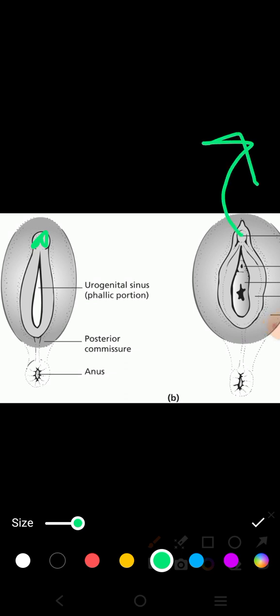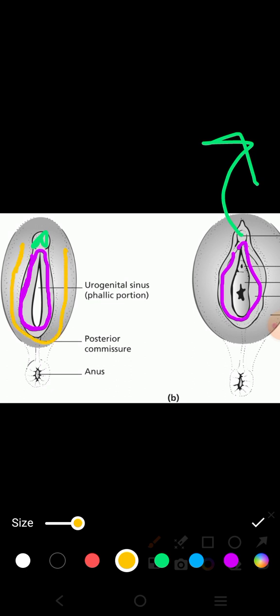And this urethral fold shown here, the ectodermal swelling around the cloacal membrane, develops into the labia minora in the female. Moreover, this portion, which is the labioscrotal swelling, or the genital swellings, develops into the labia majora in females, okay. And the urogenital sinus has been shown here. What does this urogenital sinus develop into? It develops into the vestibule of the vagina, right?